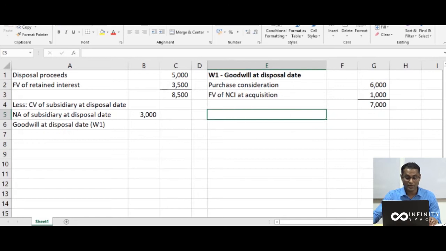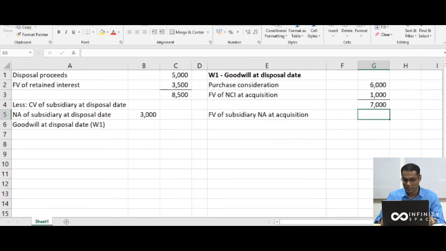Then to calculate the goodwill, I compare this with the fair value of the subsidiary's net assets at acquisition. As per the question, the net asset value at acquisition, the second figure, is 2,000. So the fair value of the subsidiary, Moon Limited, net assets at acquisition is 2,000.